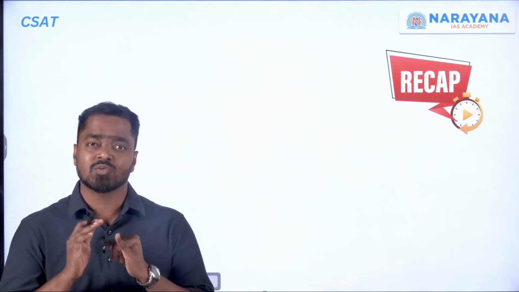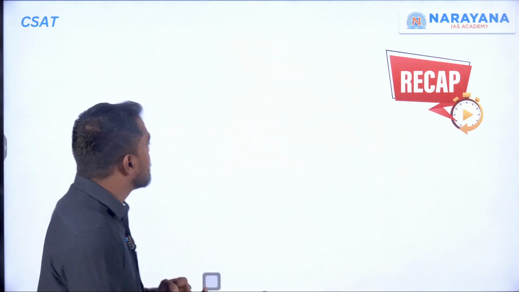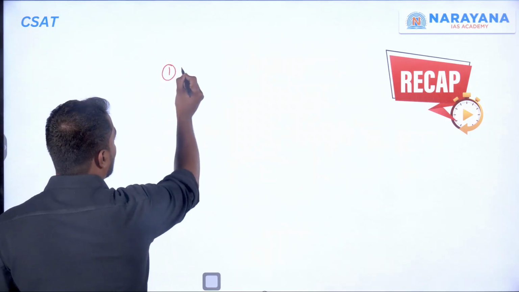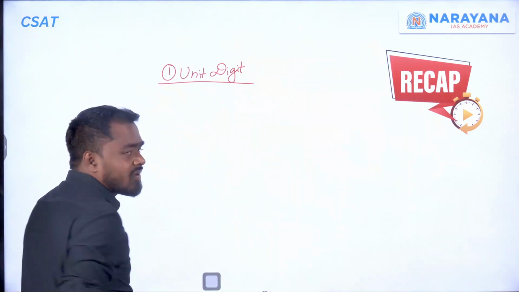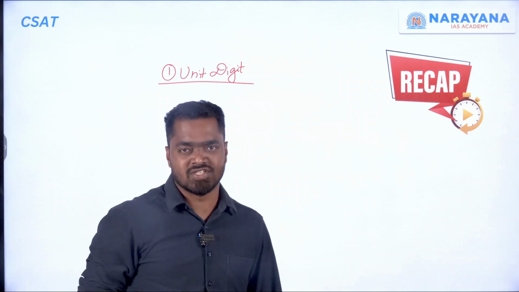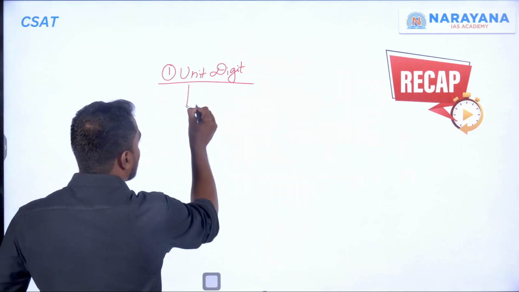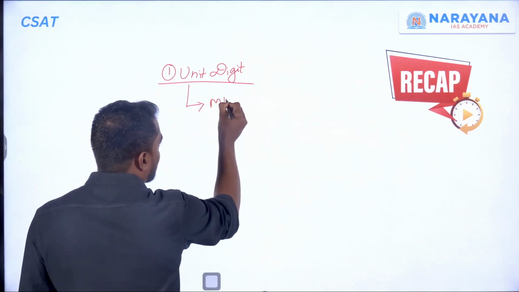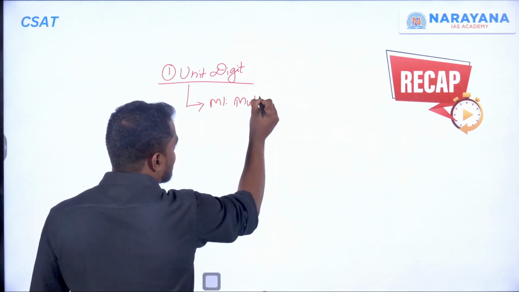So yesterday we discussed primarily two concepts. The first one is unit digit, second one is counting the number of zeros. If you see the first one, unit digit, we discussed two models of questions. One is model 1, that is based on multiplication.